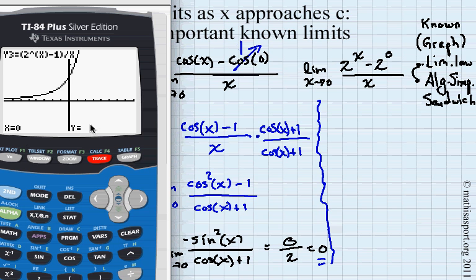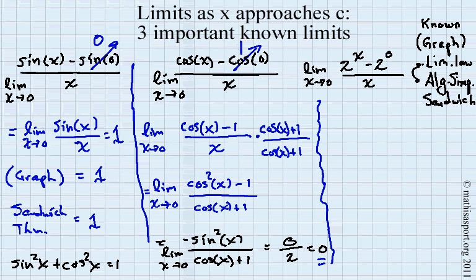And when x is 0, it can't compute it. That's an indeterminate form. When x is a little less than 0, it's about 0.63. And when it's a little greater than 0, it's about 0.76. So I'm saying it's a number somewhere around 0.7. So this limit above is something like 0.7.